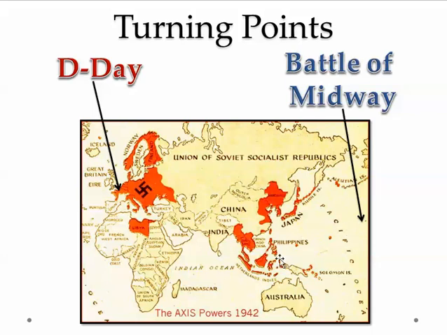It's extremely important for us to understand this geography here. Here's the Pacific theater. The turning point that showed the Allies would win was the Battle of Midway there. And then D-Day, the turning point in the European theater that showed the Allies would win in Europe. Okay, so let's look at the Battle of Midway first.